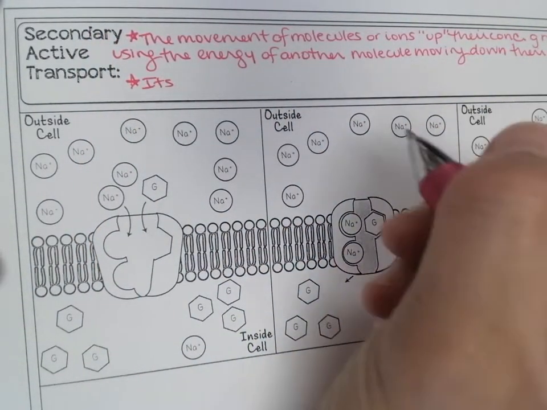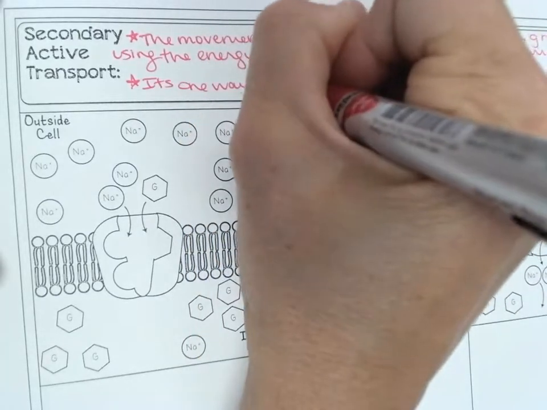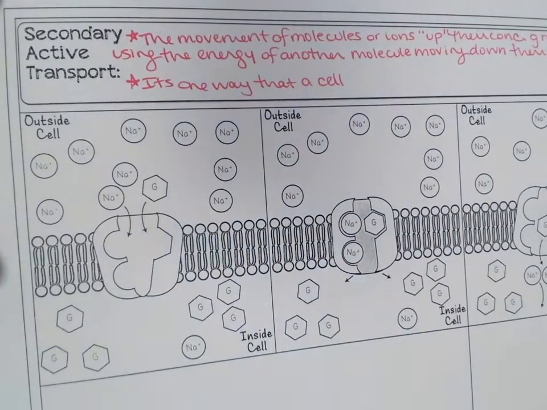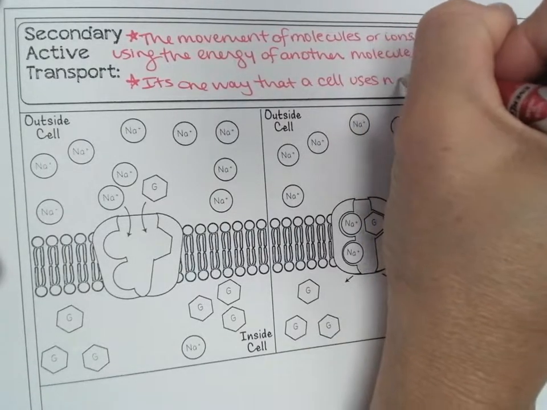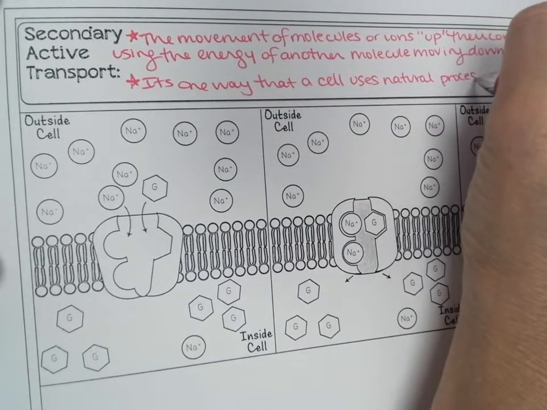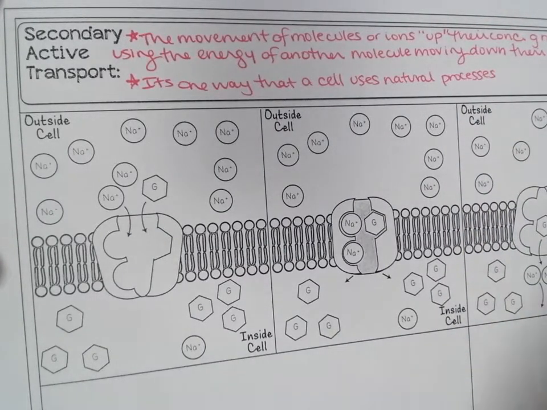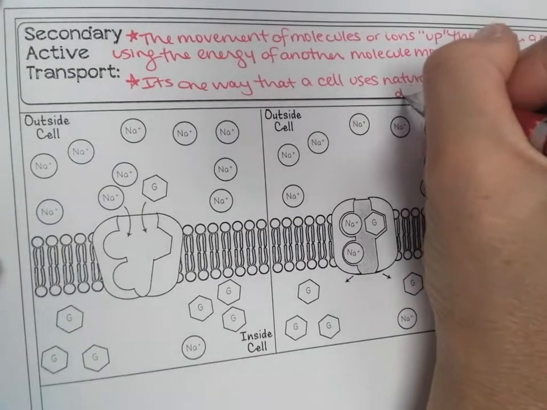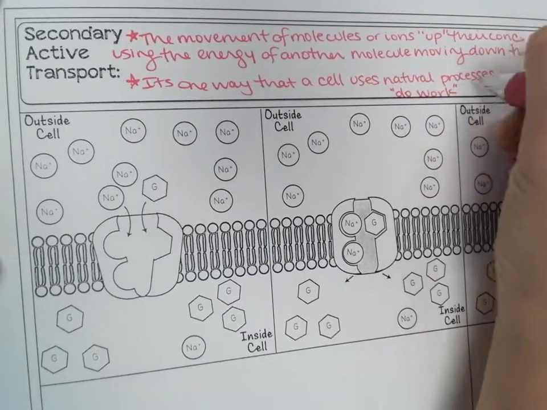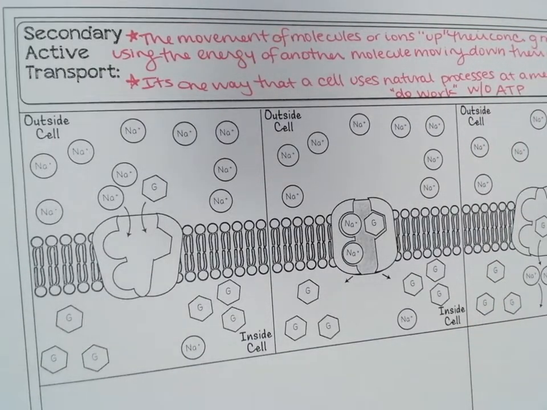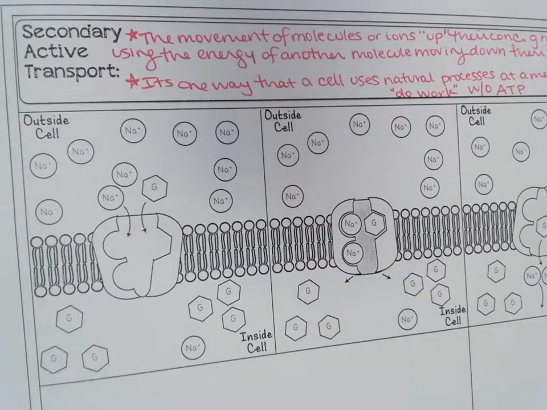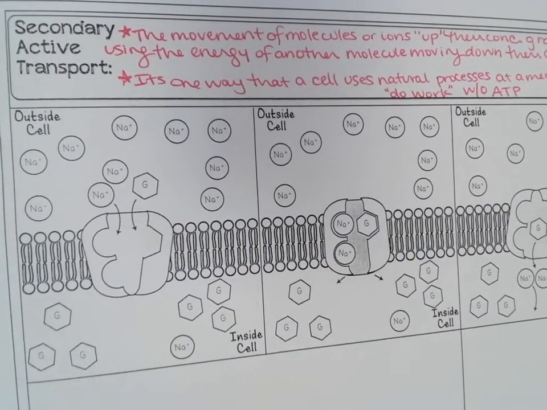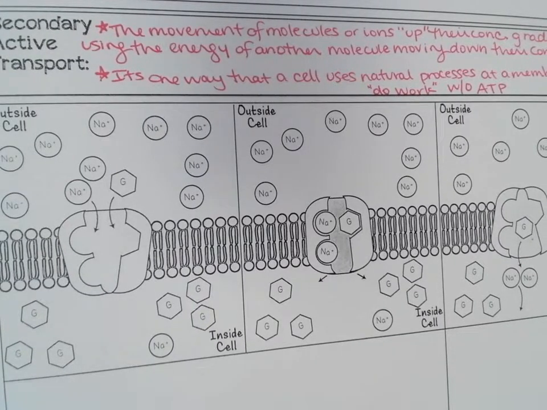It's one way that a cell uses natural processes at a membrane to do work without ATP. So in this case, we're not using ATP.